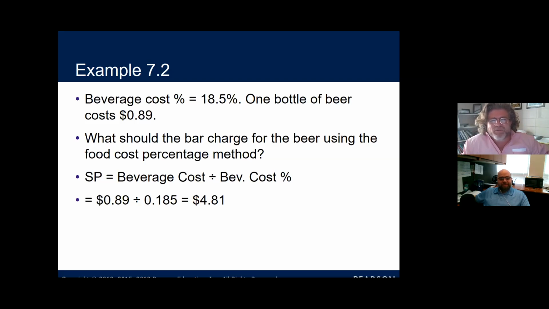So I take the beverage cost, 89 cents, I divide it by the percentage, and I come up with $4.81 for my bottle of beer. And I'd probably go with $5. Yeah, $4.99, something like that, or $5.